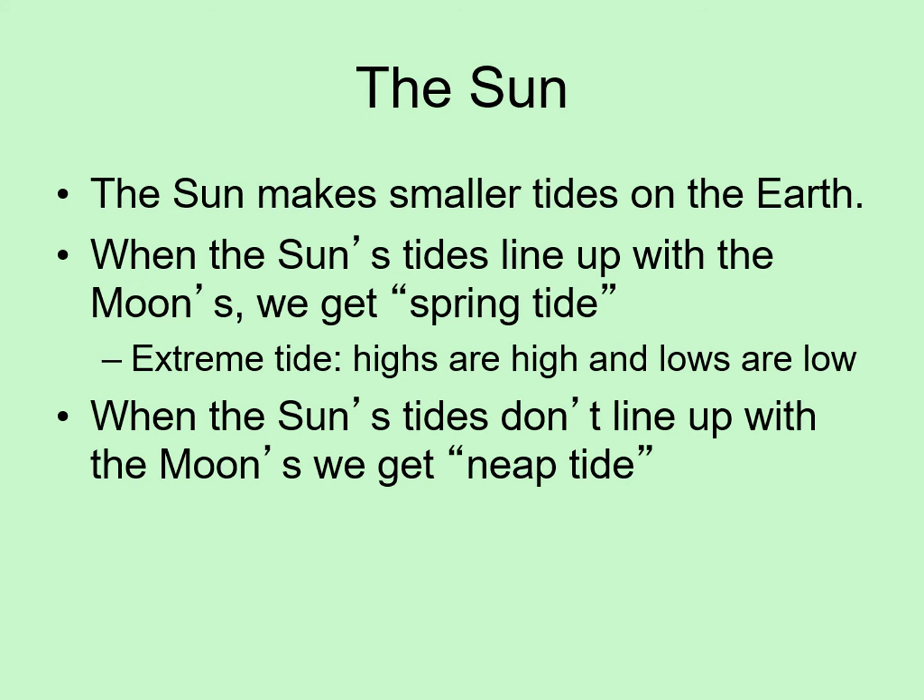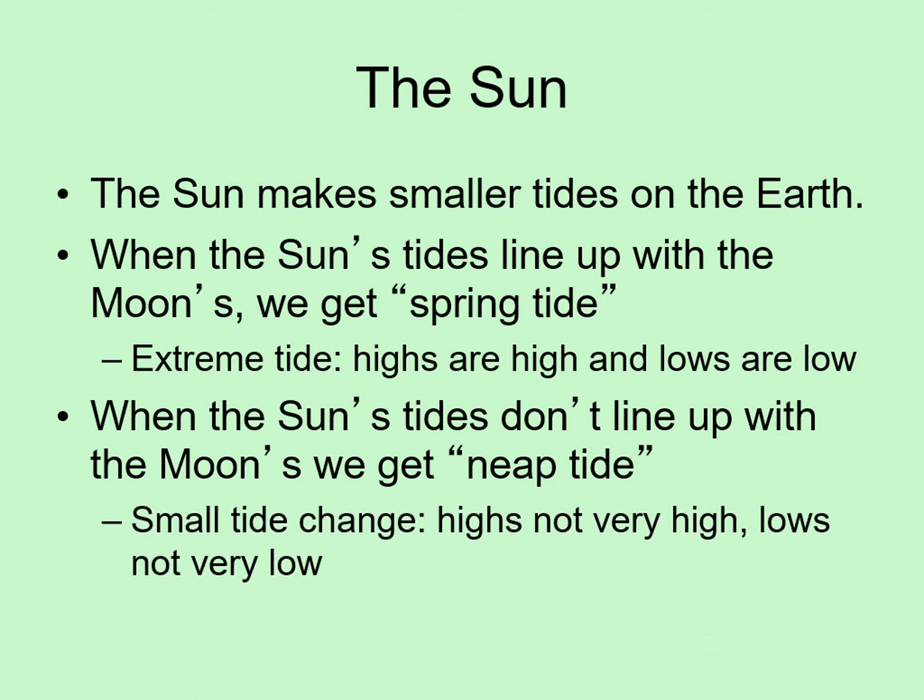When the sun's tides are at 90 degrees to the moon's tides, we have what is called a neap tide. Here, the sun is trying to create a high tide where the moon is trying to create a low tide, and vice versa. Since they're working against each other, the high tides aren't very high, and the low tides aren't very low. In other words, the difference between high and low tides is small at this time.